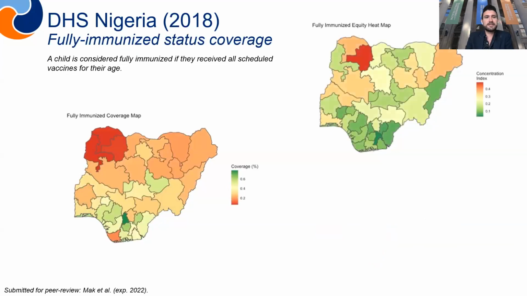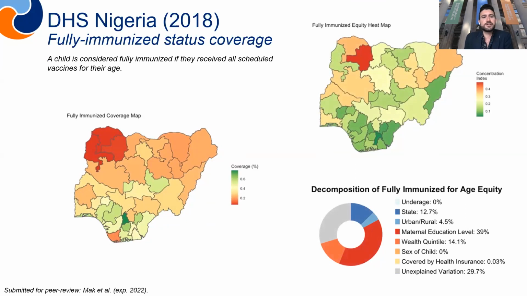For fully immunized status, you can again take a look at the coverage map of fully immunized status, how that breaks down into equity on the maps to see where there are overlaps regionally within the country. And finally, you can again break that down into its component parts to take a look at how each of those different types of contributors are factoring into what we measure. And we again see that maternal education, not surprisingly, is a leading cause or a leading associative factor with the inequity that we're viewing.